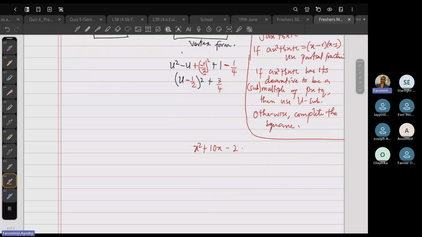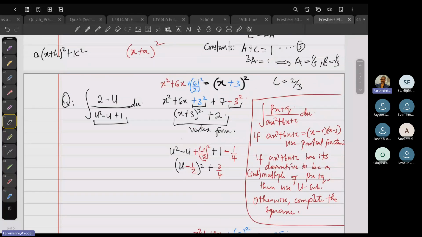So how are we going to do this one? Again, you give it a gap. Then you add the square of half of the coefficient of 10. That is 5 squared. And whatever you add, you must subtract: minus 25. So what will this be? This will be (x plus 5) squared minus 27. So it's as simple as that.